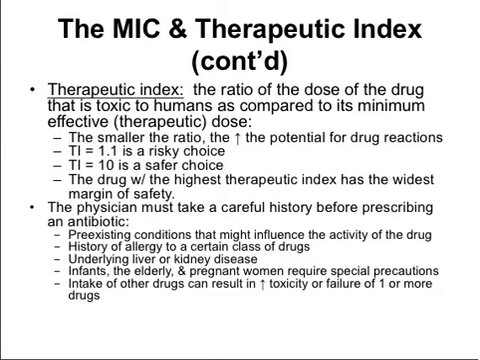The physician has to be careful using the patient's history to inform their treatment before using an antibiotic. Pre-existing conditions can influence the activity of drugs used to treat disease. A history of allergy to certain classes of drugs has to be considered. Underlying liver or kidney disease has to be considered. In individuals that are very old or very young, or those that are pregnant, you have to take special precautions because of an already compromised physiological state.